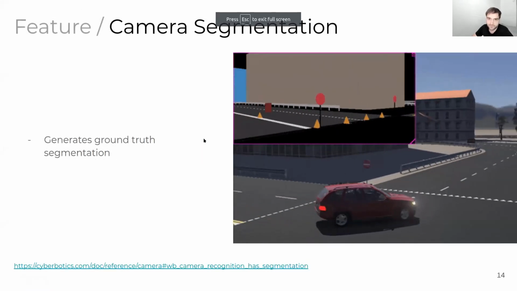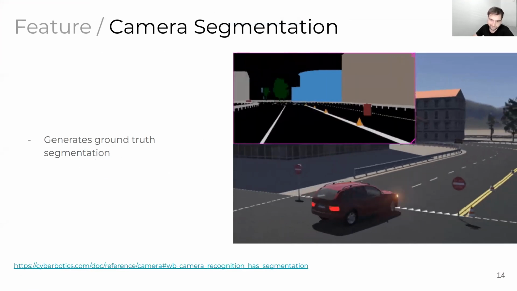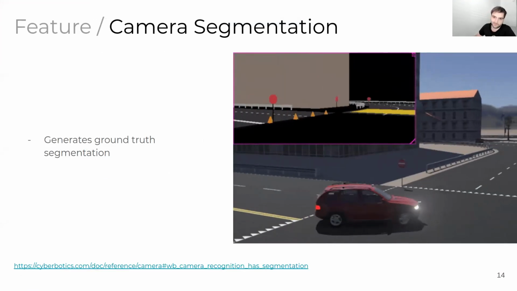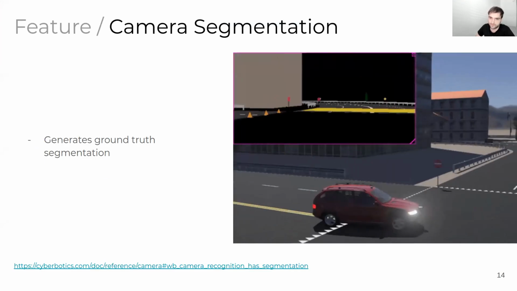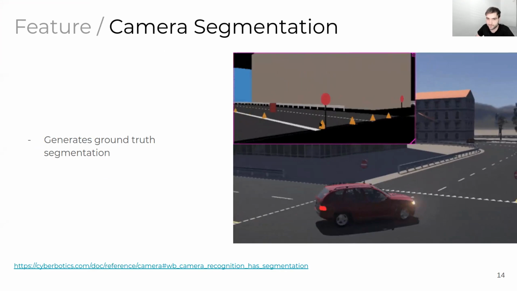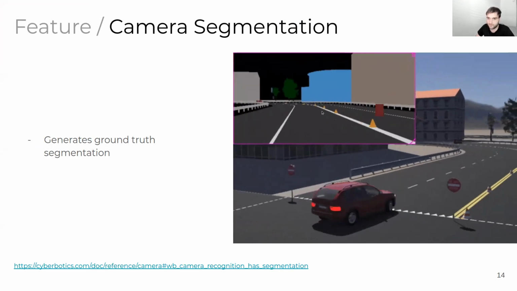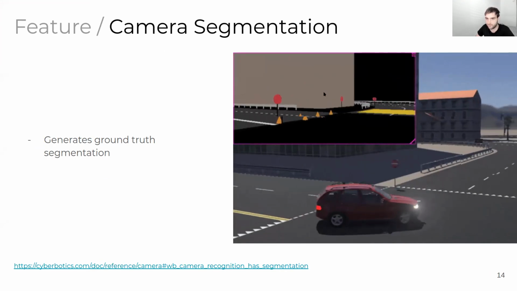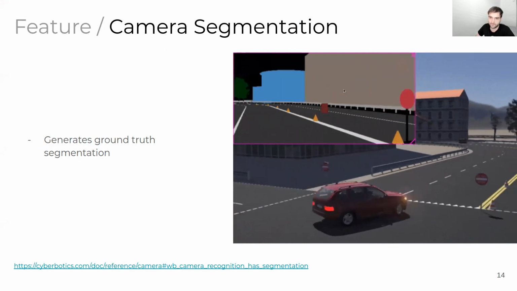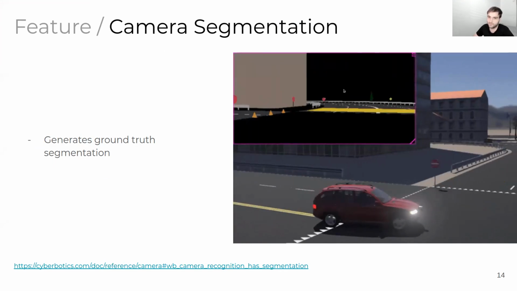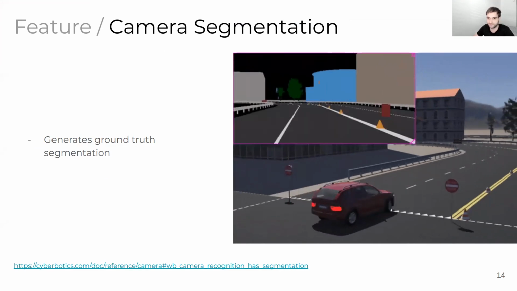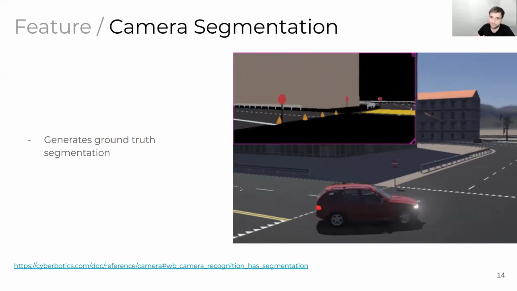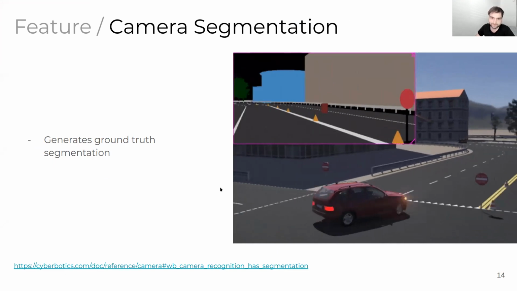Then we recently introduced camera segmentation. It allows you to get a ground truth segmentation of the world. So you can see here in the picture, in the GIF, the cones are segmented as well as buildings. So you can imagine using this in your computer vision project to train your deep net to perform segmentation.